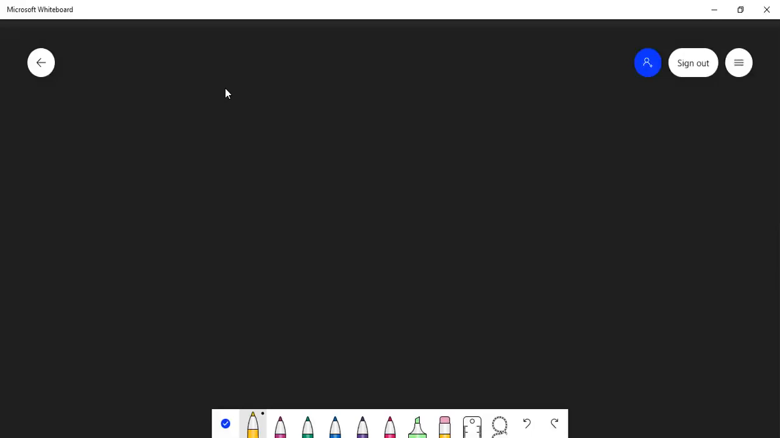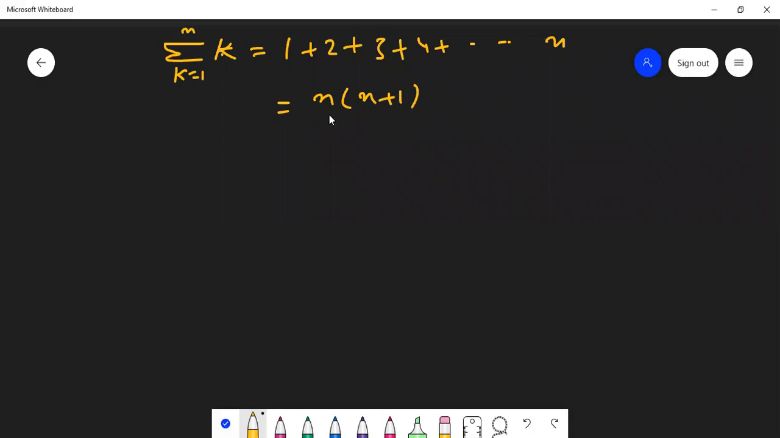Hello and welcome everyone. So last time we talked about the sum of n natural numbers. Summation k equal to 1 to n of k, which is the same as 1 plus 2 plus 3 plus 4 plus, and you go up to n. And this came out as n times n plus 1 divided by 2. So this was the sum of n natural numbers we discussed in our last video.